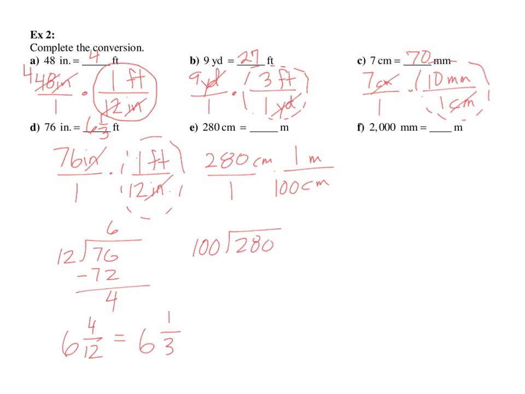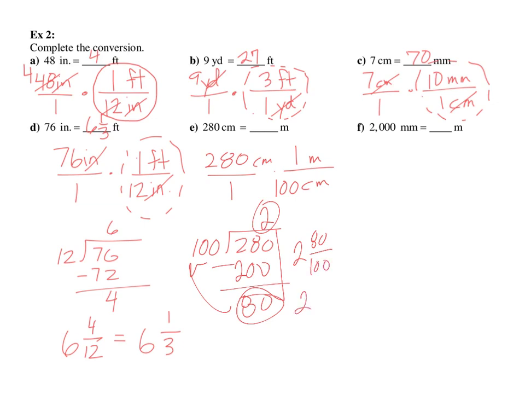And that goes in there twice. So 2 times 100 is 200. Difference is 80. So we're left with 2 and 80 tenths, or 100ths. Or 2 and 8 tenths. And that's the same thing as 2.8.